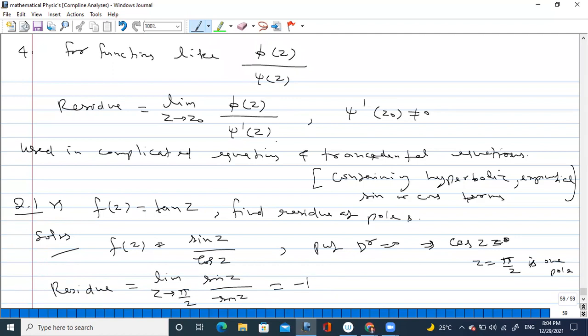So this method is also very good if the denominator and numerator are containing some hyperbolic or exponential or sine or cos term. If they are containing transcendental equation or some complicated equations also, which we cannot solve with earlier methods, we can apply this method. Ultimately, we have to find residue, and whichever one you find easy, you can apply. Note down this.